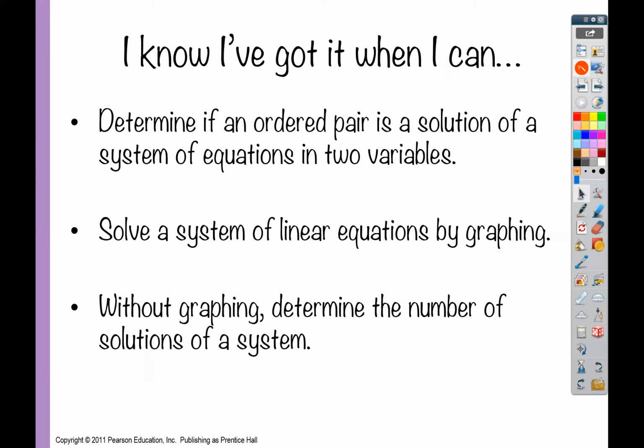So the success criteria for this lesson is I know I've got it when I can determine if an ordered pair is a solution of a system of equations in 2 variables. So determine whether the ordered pair is a solution, solve a system by graphing, and without graphing, determine the number of solutions it has. So if it's parallel, it has none. If they're different equations completely, it's 1 solution. And if it's the same exact equation on top of each other, it's infinite solutions.